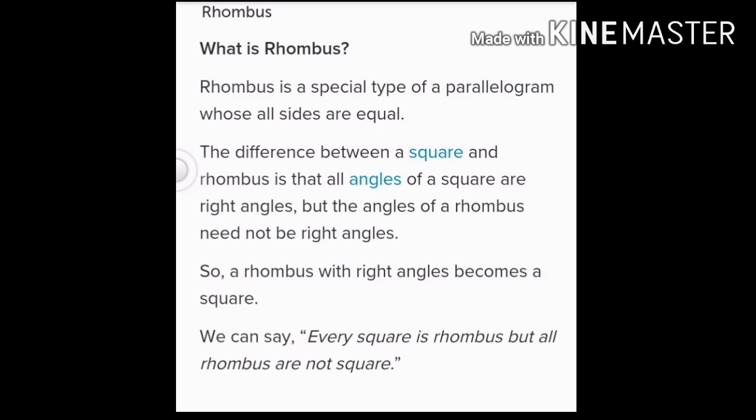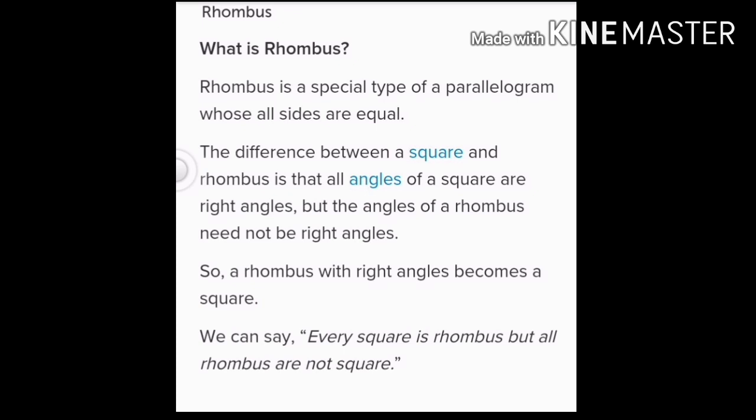Am I clear? So, is there no difference between a rhombus and a square? A rhombus is a special type of parallelogram whose all sides are equal. In the same way, a square also has all sides equal. But what is the difference between these two? The difference is that all angles of a square are right angles, but the angles of a rhombus need not be right angles.